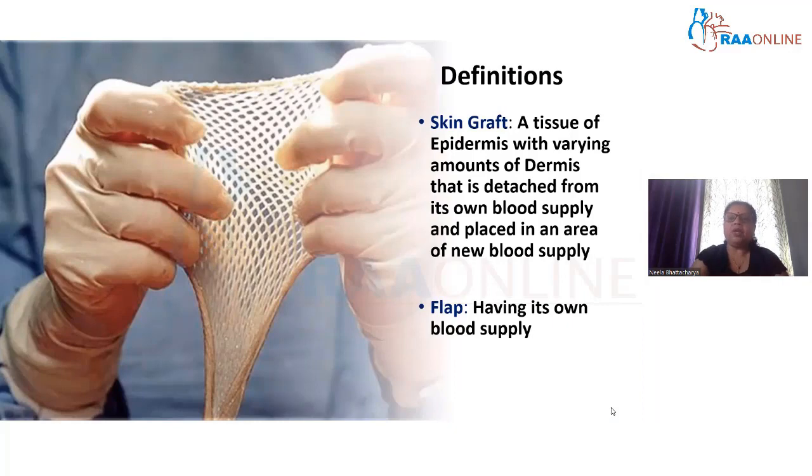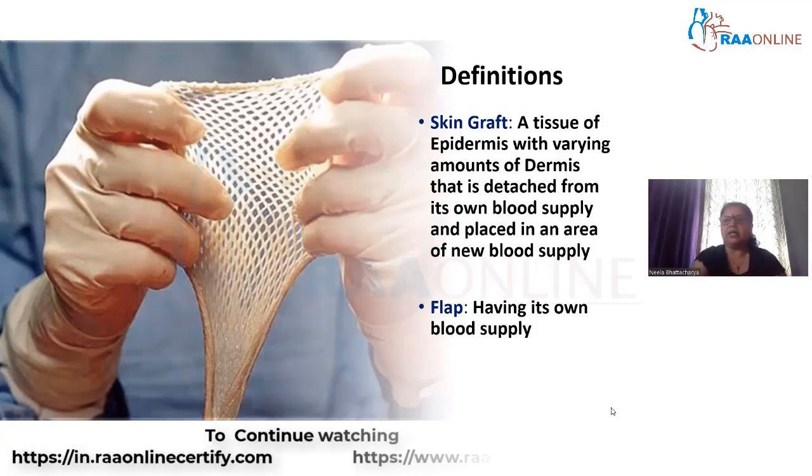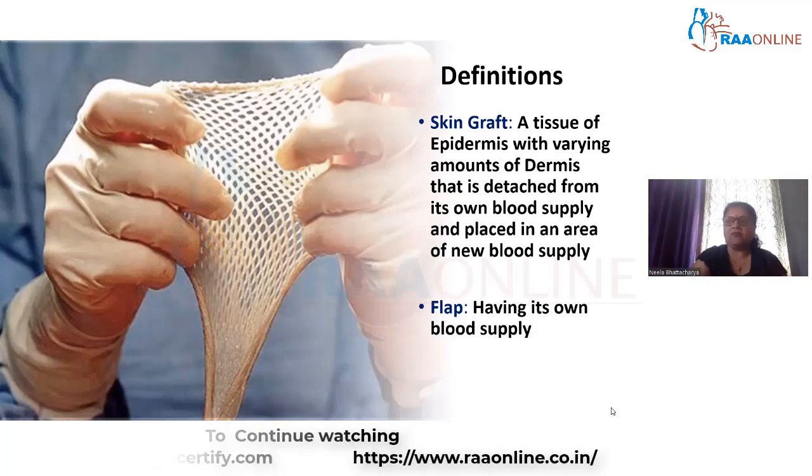Now we have learned about the anatomy. Now we will go to what is a skin graft. A skin graft is a tissue with the full amount of epidermis. 100% of epidermis is taken with varying amounts of the dermis. Without the dermis, a graft cannot survive, which is detached from its own blood supply. A skin is completely taken out of its area where it is staying, and it is placed in another area where it has to take a new blood supply. So that is a skin graft, a tissue of epidermis with varying amounts of dermis that is detached from its own blood supply and placed in another area of a new blood supply.